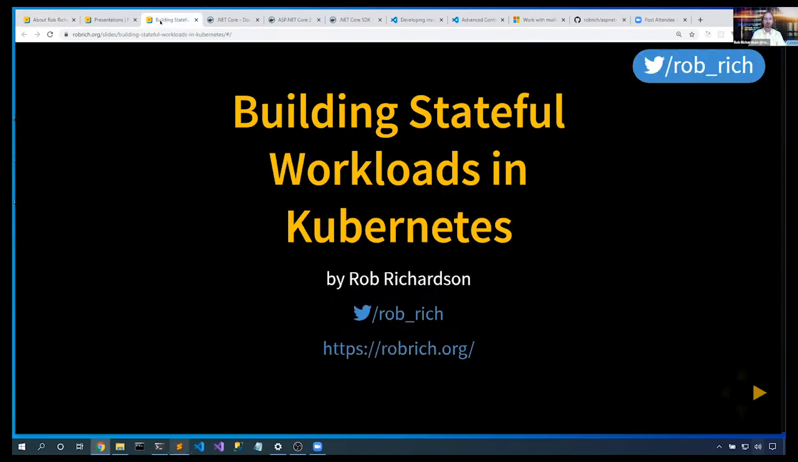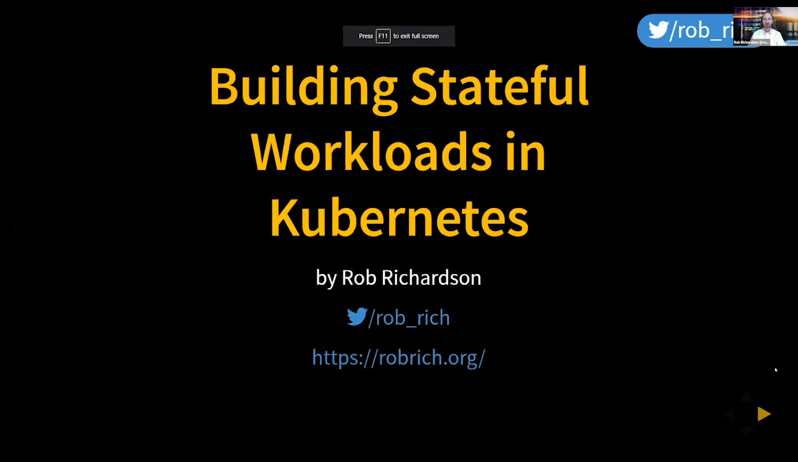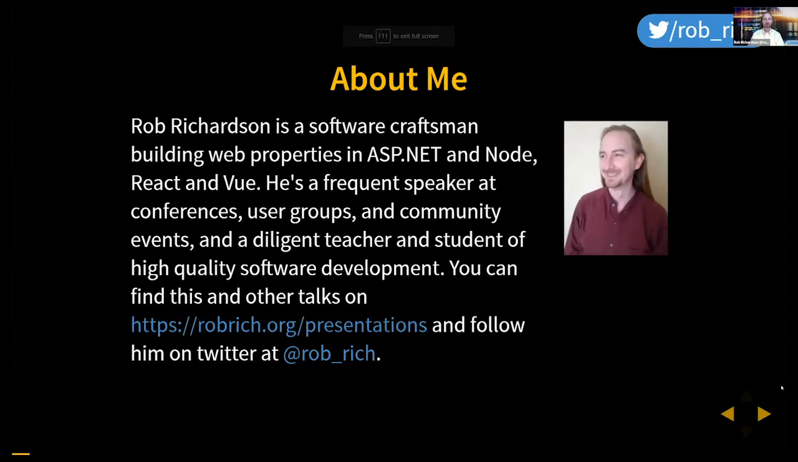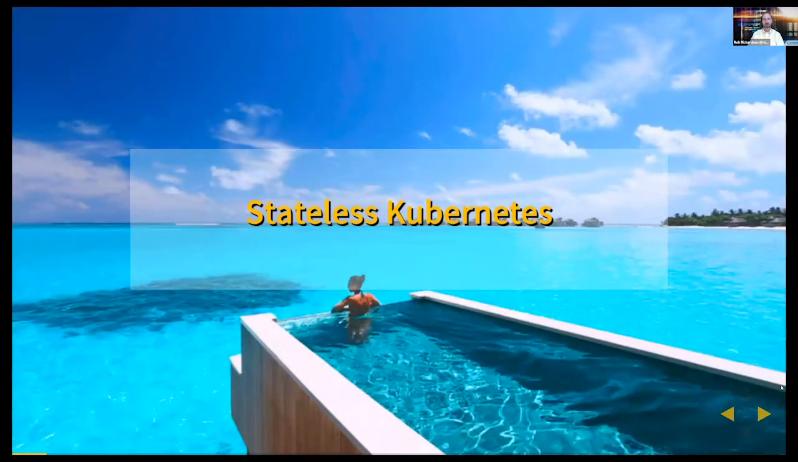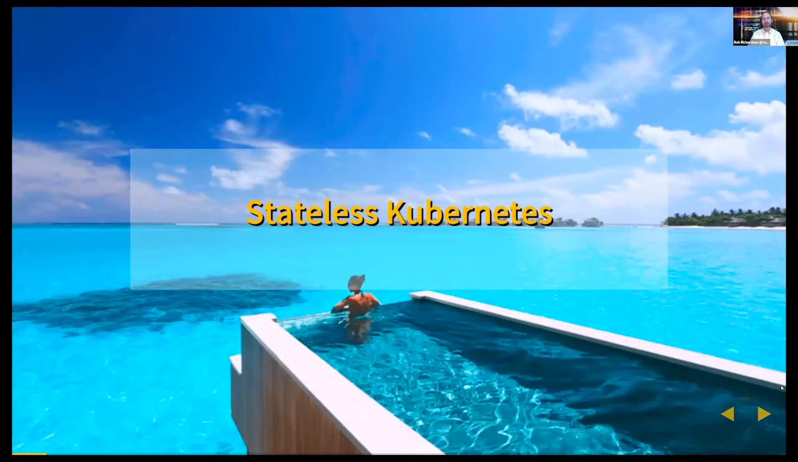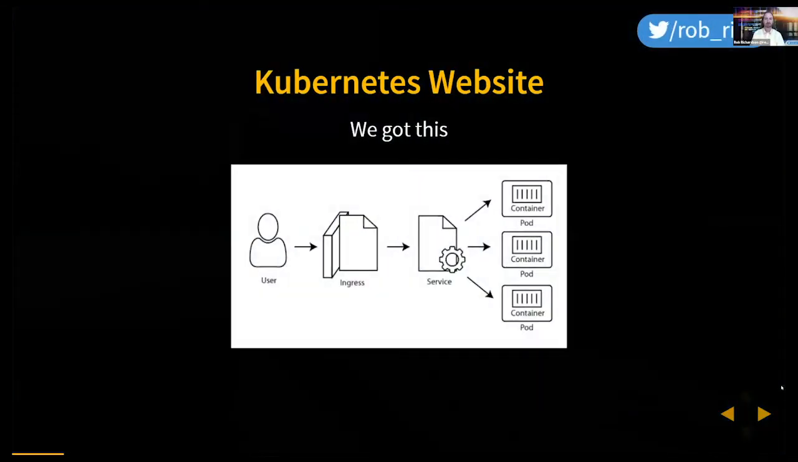Okay, so we're going to talk about building stateful workloads in Kubernetes. This is cool. We talked about this guy, stateless Kubernetes. So this is the easy part. This is the things that we've already got. Users come in, they hit our ingress controller, they go from there to a service, a deployment will spin up a bunch of pods, and each pod has a container. We got this. Well, maybe. If we don't, then definitely hit me up by Twitter and let's dig in some more, because this is kind of the stateless workload that gives us really easy mechanisms into containers.